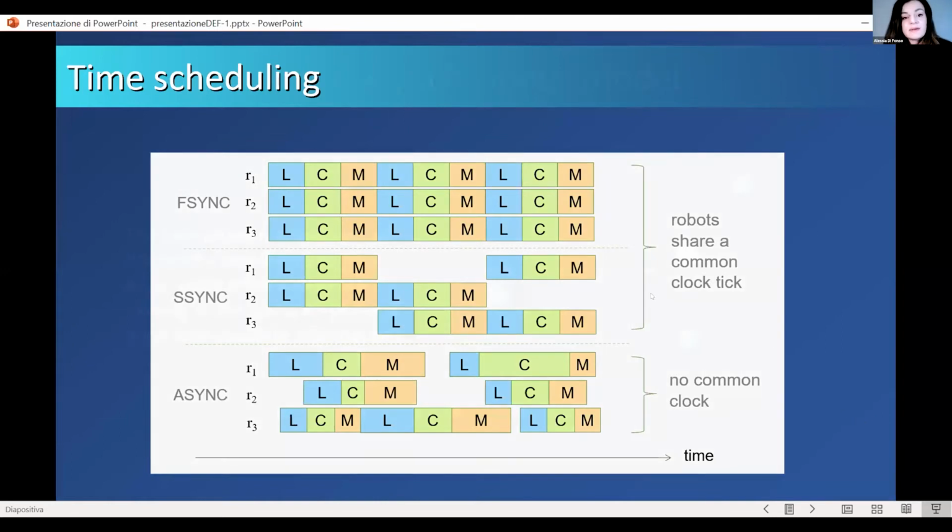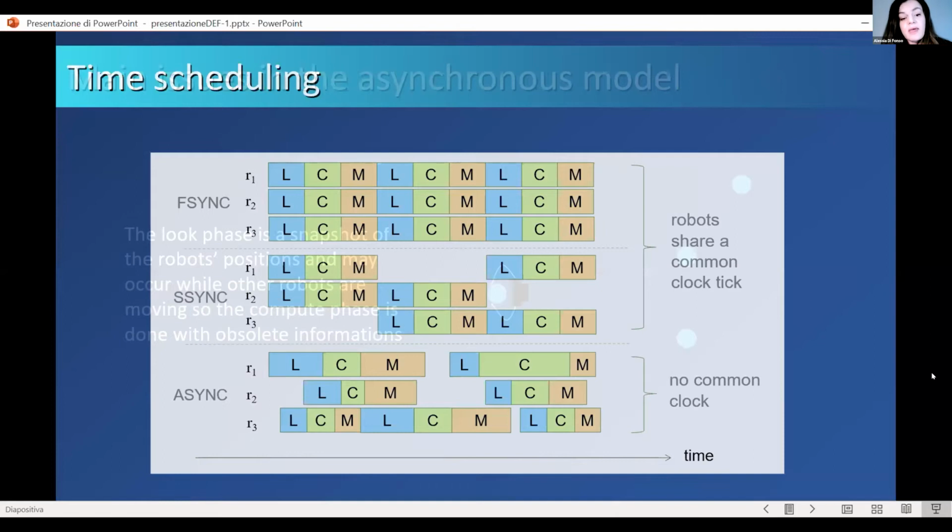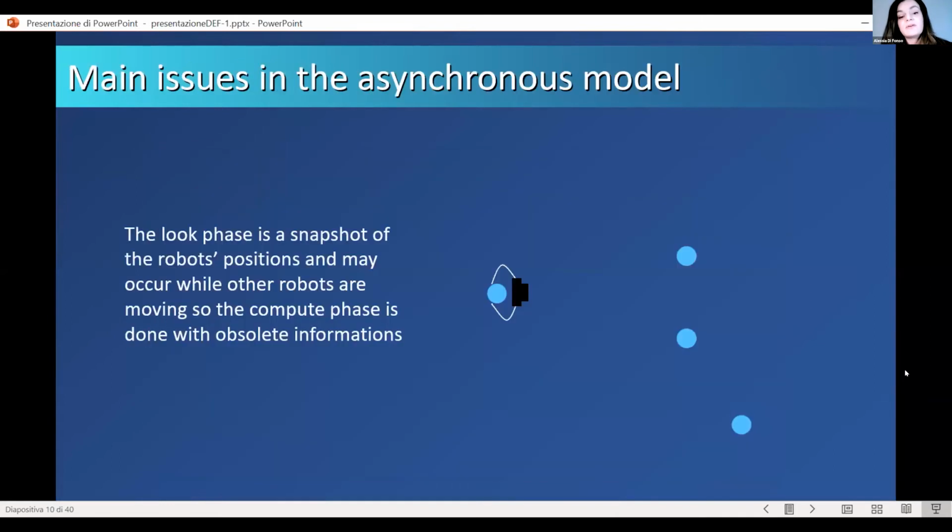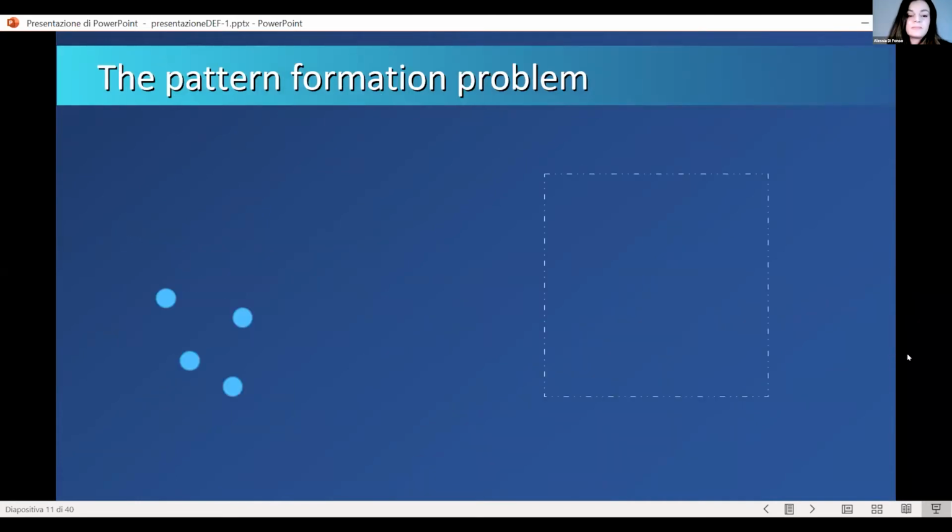Moreover, in the asynchronous model, robots can be seen while moving, and the computation can be made based on obsolete information about position. One of the most studied problems is the pattern formation problem, in which robots are guided to form a shape given an input to the robots as a set of points in an ideal coordinate system. Due to the lack of a global coordinate system, the pattern is formed when the configuration becomes similar to the one given as input with respect to translations, rotations, or reflections.